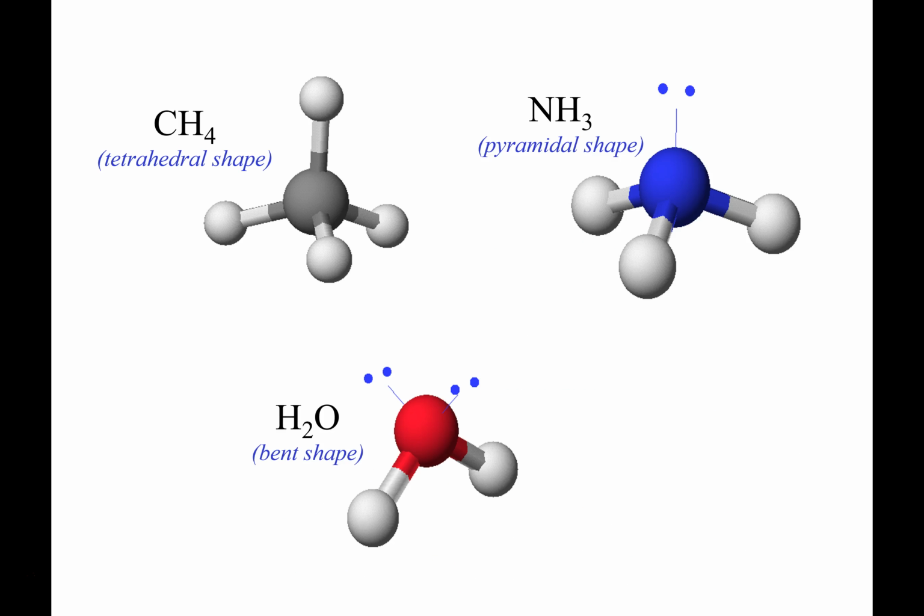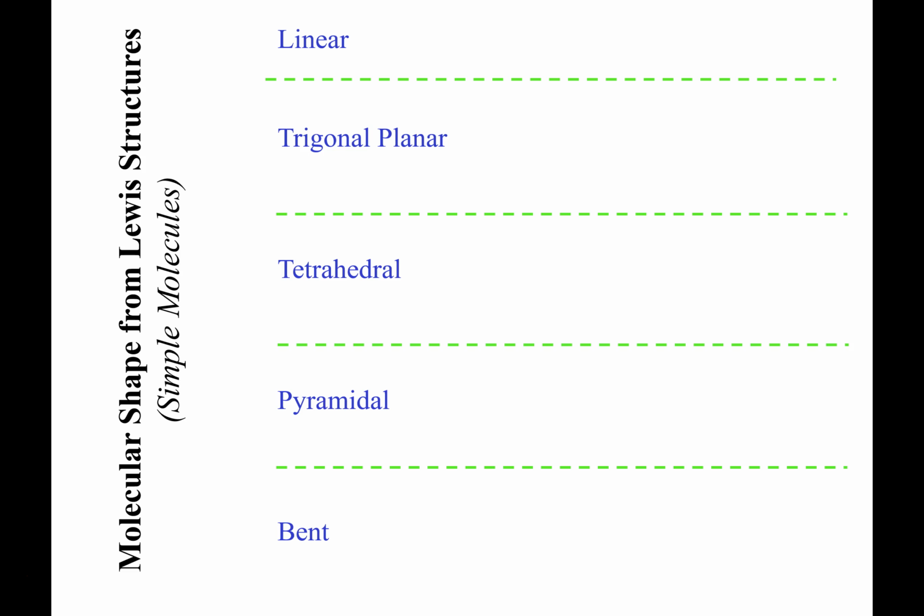I don't know what you need to fill in here. This is what you guys just told me. The methane is tetrahedral. The ammonia NH3 is pyramidal, and the water molecule is bent. Again, back to when we're talking about the shape of the molecule, we only deal with simple molecules. Okay. Linear, an example of linear would be carbon dioxide we've been talking about.